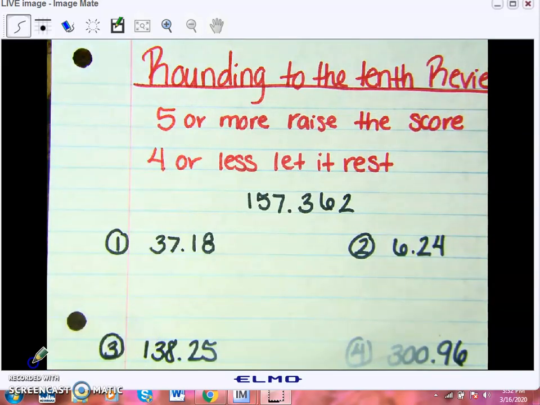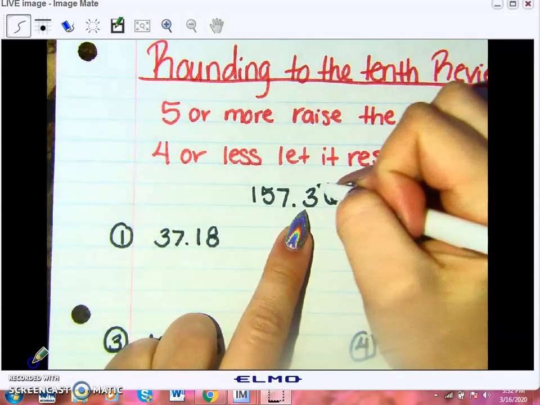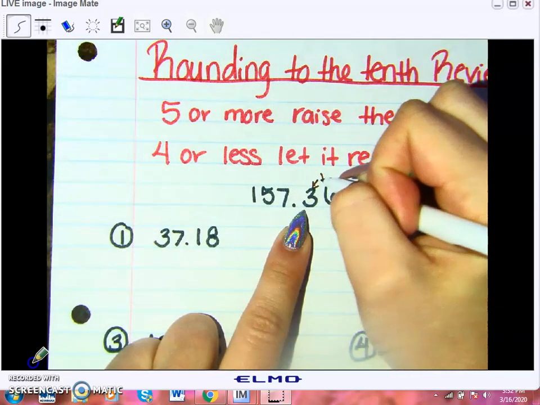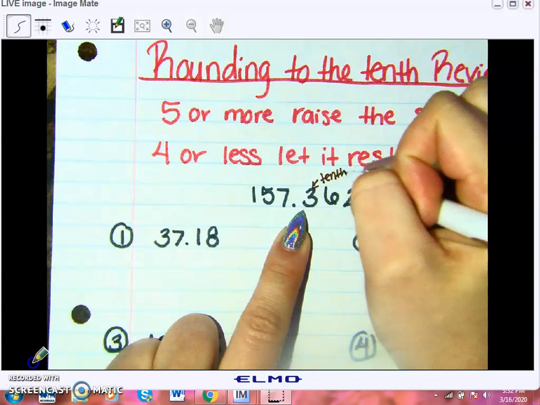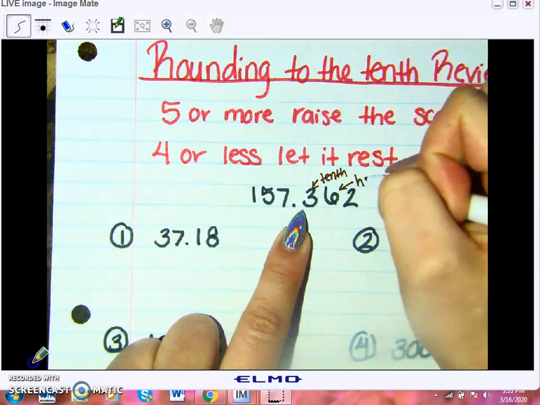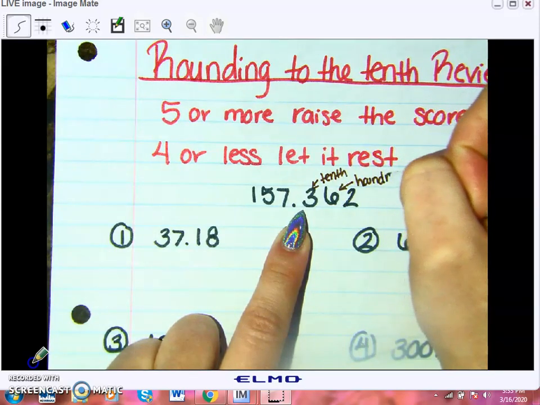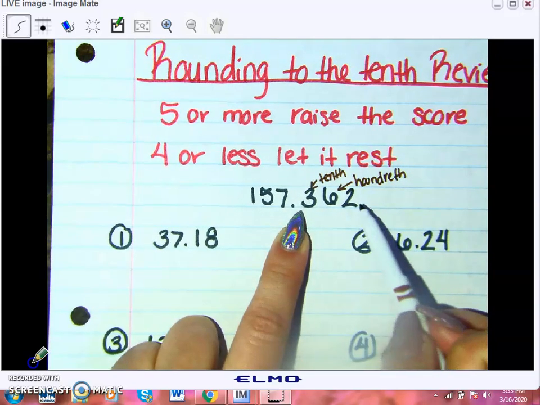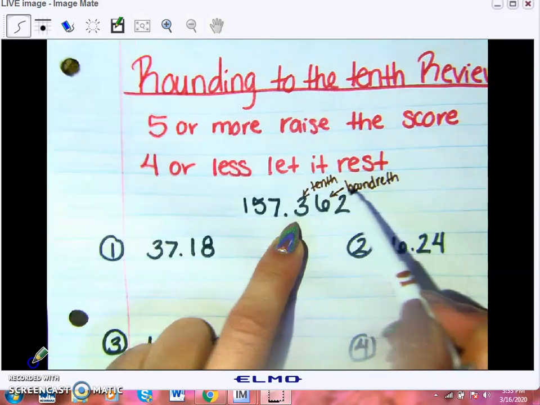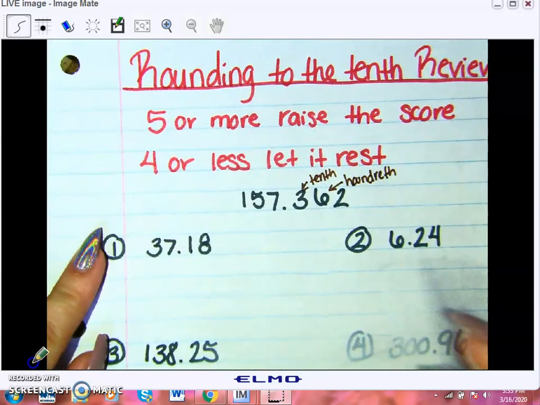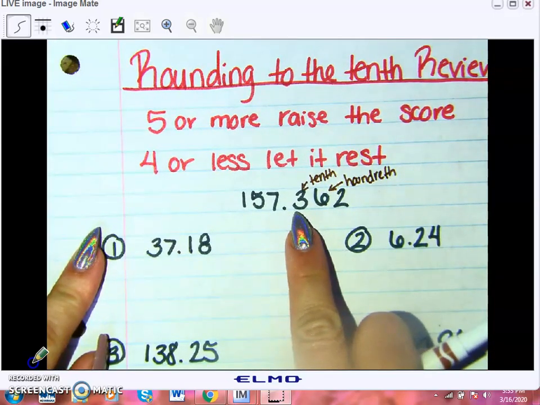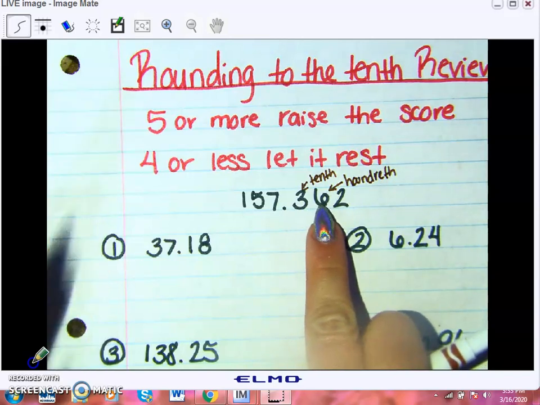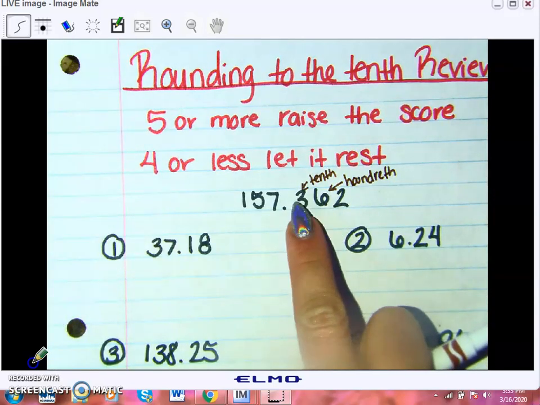So the first place value that I want to review is the one right after the decimal place. This is your tenth. This is your hundredth. And then this is going to be your thousandth, and we're not going to deal with the thousandths as much unless it affects our hundredths place, and we'll get into that a little bit later. So first, we're rounding to the nearest tenth, and we're going to be looking at the number in the hundredths place to help us round today.